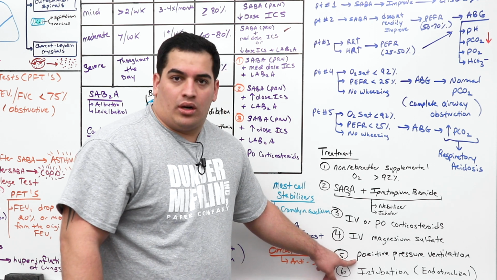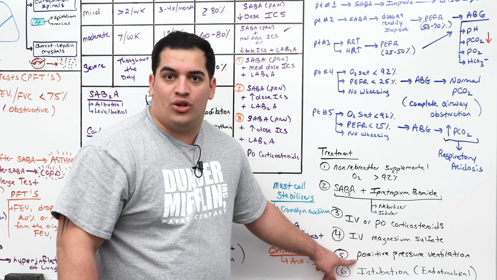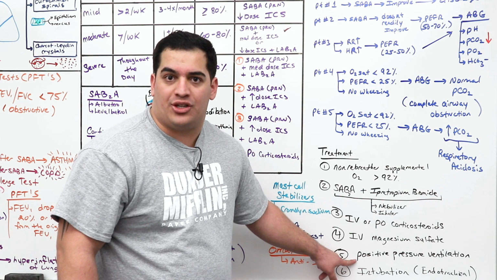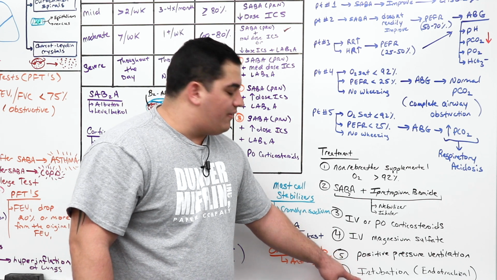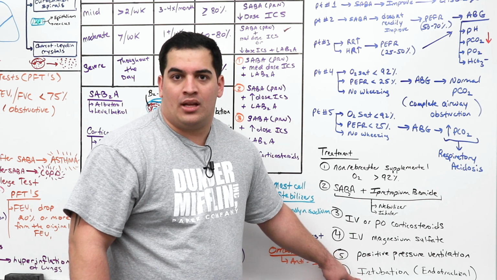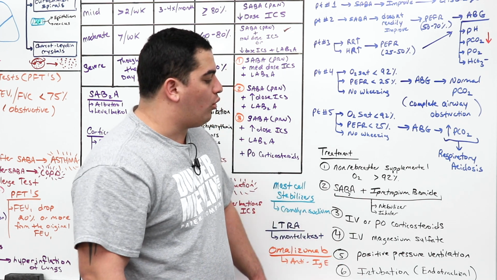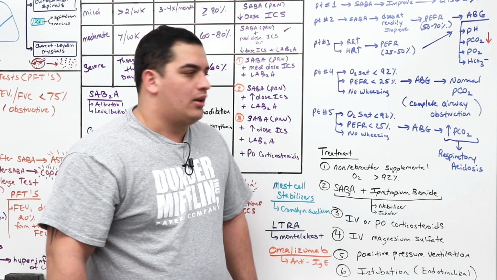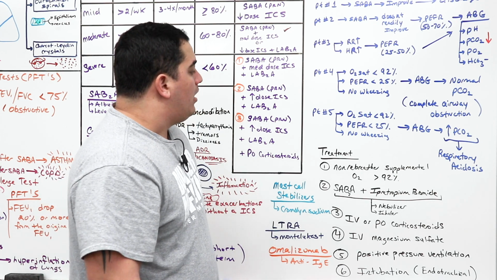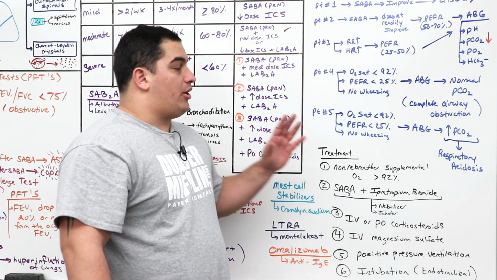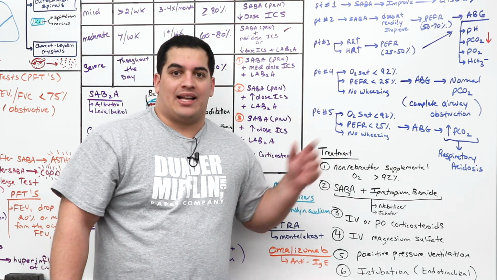If that doesn't work, we might have to send them to the ICU where they'll have to do positive pressure ventilation, right? And then if that doesn't work, we might have to intubate them. But eventually, whenever we discharge the patient, we usually send them home with an oral corticosteroid taper for a couple days, like a Medrol dose pack. Okay, so that's how we would go about being able to treat a patient with an acute exacerbative asthma.